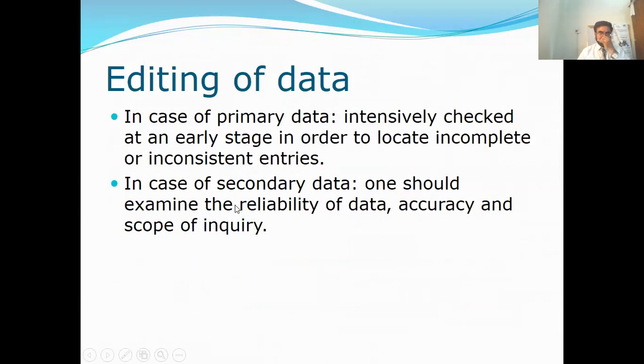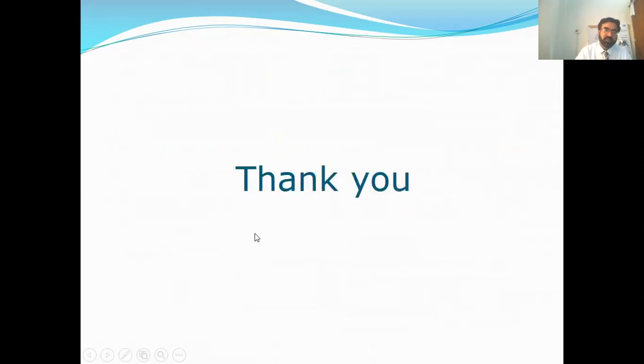In the case of secondary data, one should examine the reliability of the data, the accuracy, and the scope of inquiry, whether the data is reliable or not. How do you know whether this data is reliable or not? It depends upon the researcher or the investigator. If he or she is qualified in that particular field, has the experience in that field, and has collected the data, then it becomes a reliable one. Accuracy and scope of inquiry, so you have to check for those.